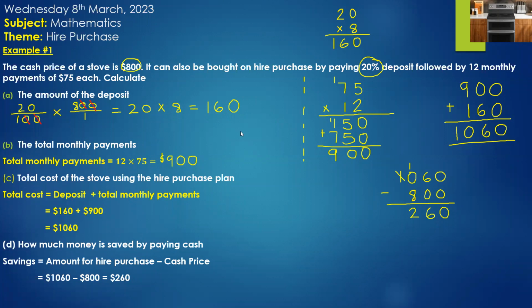Very good. And then question D is asking you how much money is saved by paying cash. So to get the savings, you do the amount for hire purchase minus the cash price. So you do 1,060 minus 800, which will give you $260 as your savings. Very good. Excellent. Thank you. Very good explanation, Shaya. My apologies, Shaya, thank you for that explanation.